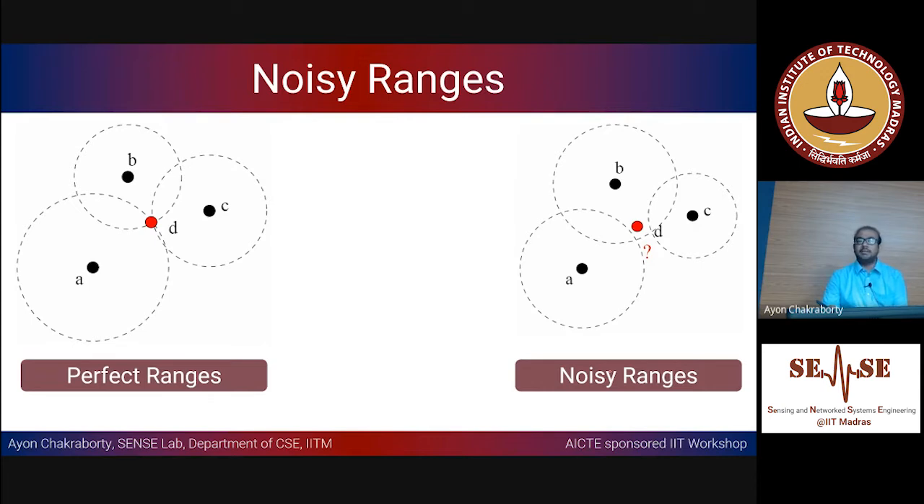Sometimes it is an optimization problem where we try to minimize some error, let's say using least squares and so on, that we'll also see. But the problem is that those kinds of methods are needed because you have noisy ranges. So this is a perfect range, and this is a very idealistic scenario, which is rare. This doesn't happen.